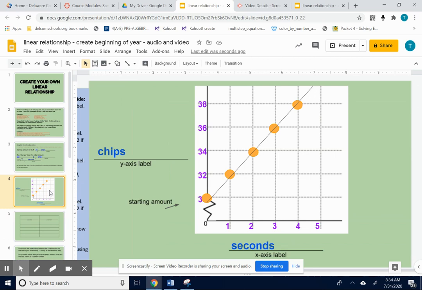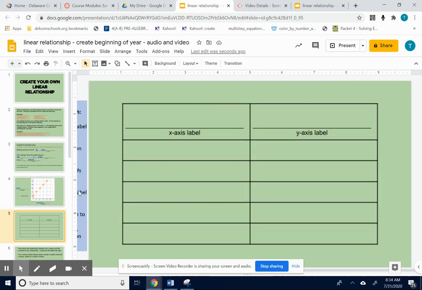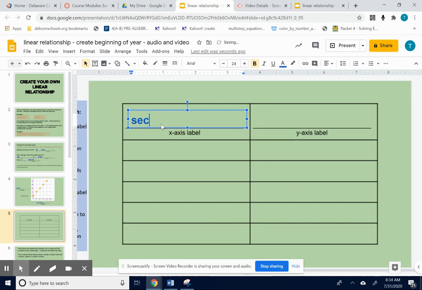So on my previous graph, my x-axis, remember the x-axis is the one that goes horizontally on the bottom. My x-axis label is seconds. So I'm going to type in seconds. I didn't ask you to do this in the directions, but I'm going to go ahead and put parentheses with an x. It shows a little bit more detail that the x-axis represents seconds.